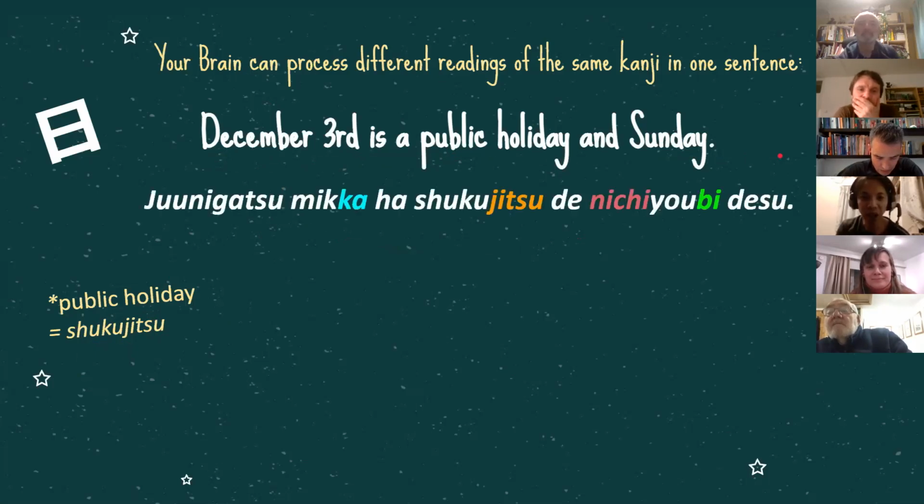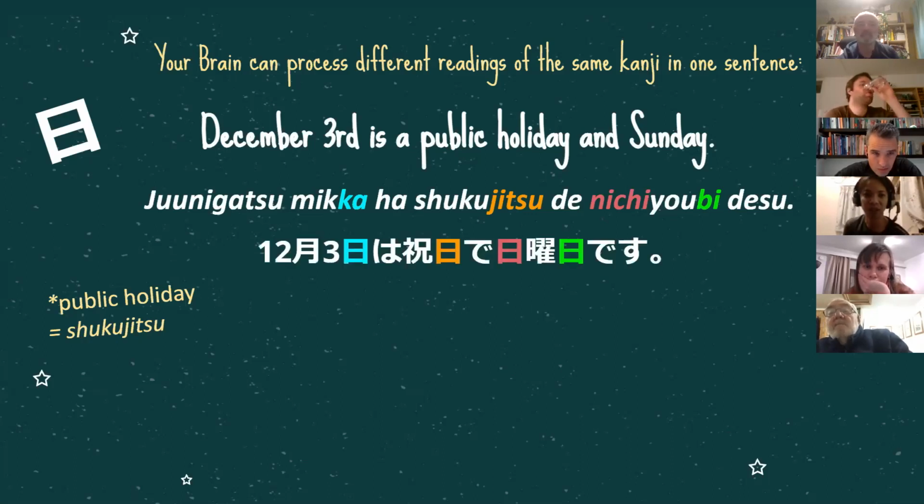12月3日は祝日。I use day, but you can use to, of course. It's perfect. 祝日で日曜日です。So when I write this sentence in kanji, it looks like this. 12月3日は祝日で日曜日です。So you see the same kanji appears 4 times, and each one has different readings.